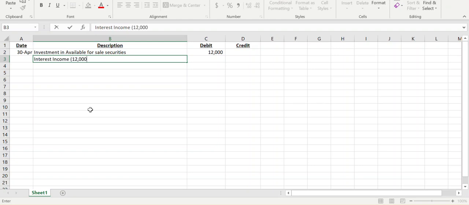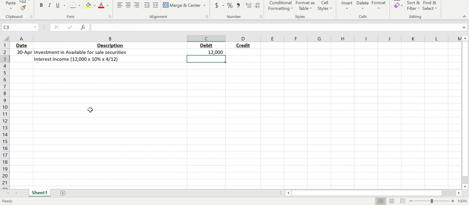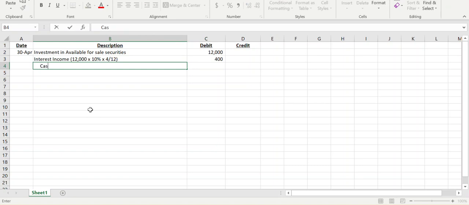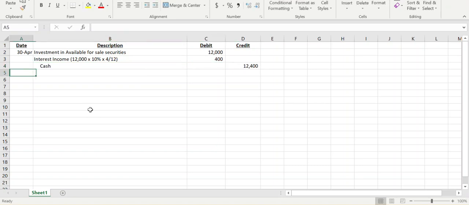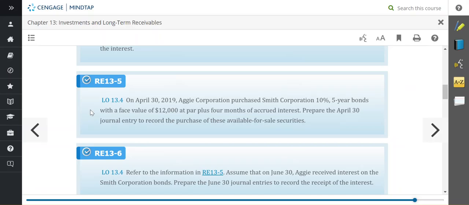So $12,000 face value times this 10% annual interest rate, and we owe that previous bondholder 4 months worth of interest. That is how much they have earned. So we're going to pay them that additional $400 up front. So in total, we're going to pay $12,400 to acquire that investment on April 30th.